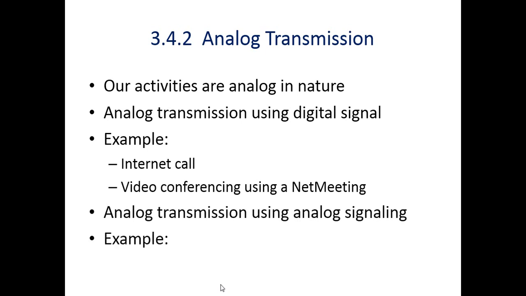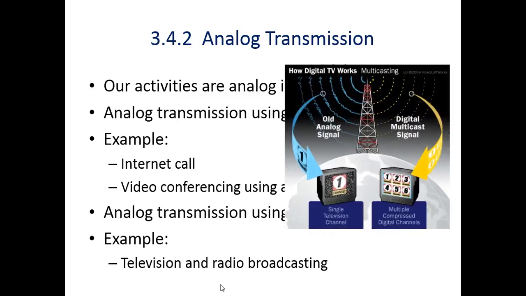Analog transmission using analog signaling is also possible. Some examples are television and radio broadcasting, which are examples of analog transmission using analog signaling. Analog data is transmitted using analog signaling. This is an example of it.